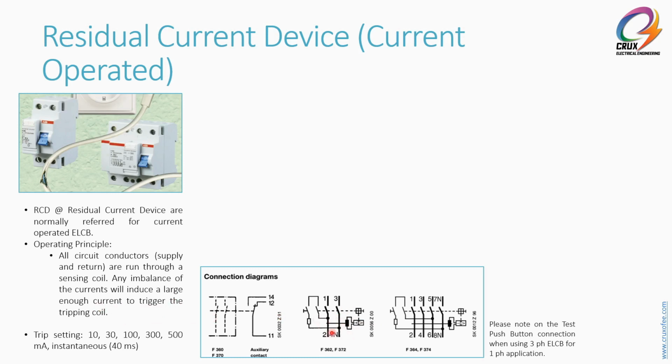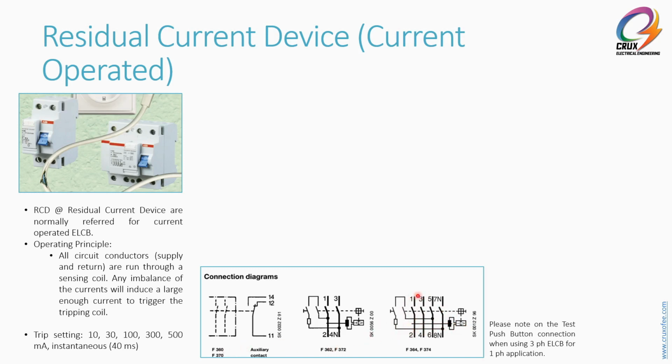If you can see here, this is a single phase ELCB RCD. We have two conductors, live and neutral, supply in and return. There's a toroid here which will measure the current. If there's any imbalance, meaning the supply and the return current don't sum up to zero, it will induce a current within the toroid and trigger the tripping coil. Same goes for the 3-phase 4-wire ELCB, where the toroid will be measuring all 4 conductors.